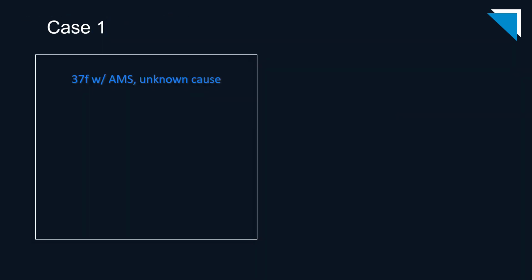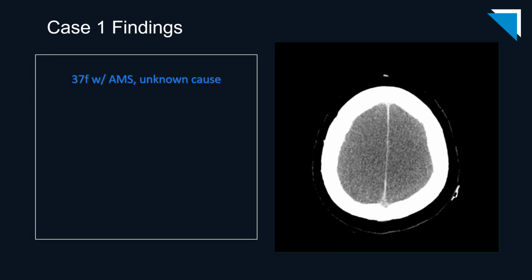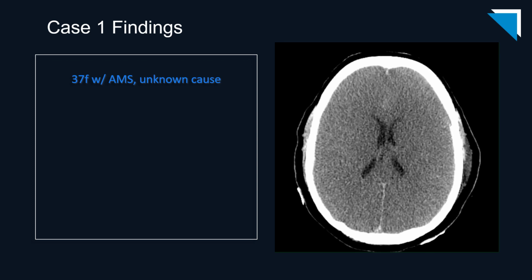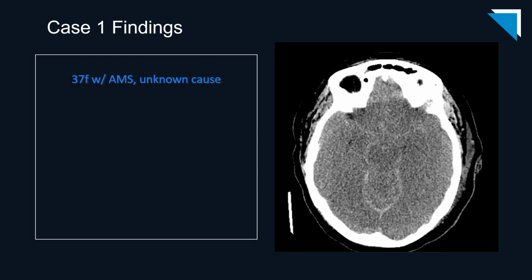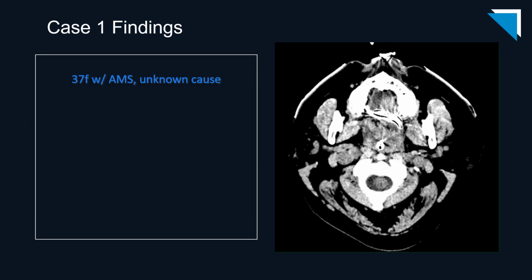Our first patient is a 37-year-old woman with altered mental status, unknown cause. We'll begin with the axial images from a non-contrast CT scan of the brain. I chose this case for the conspicuity of the findings. We'll see some more subtle cases later.